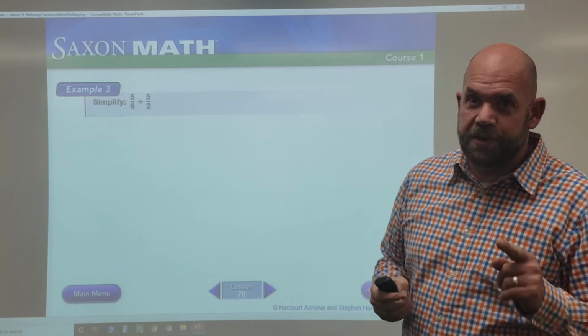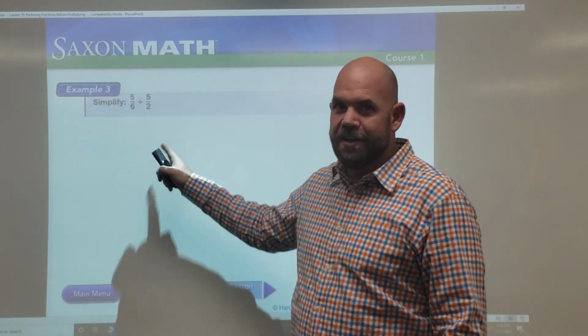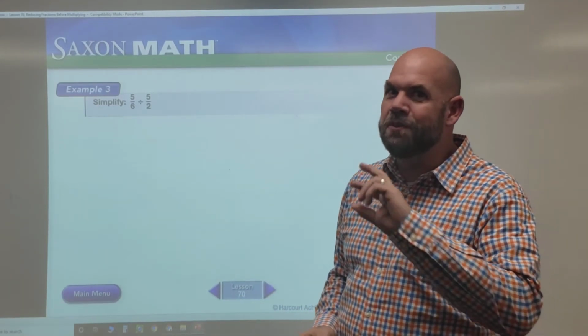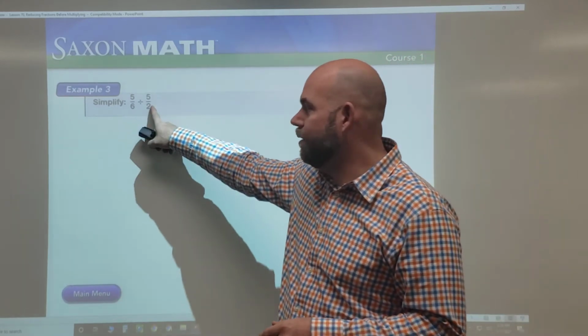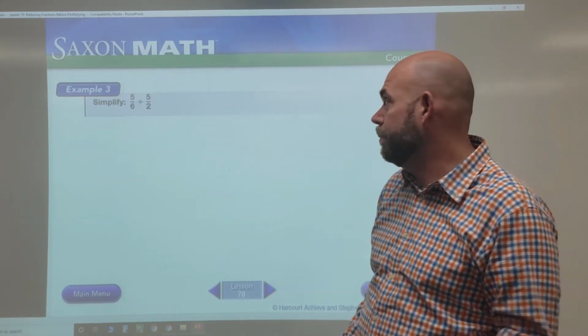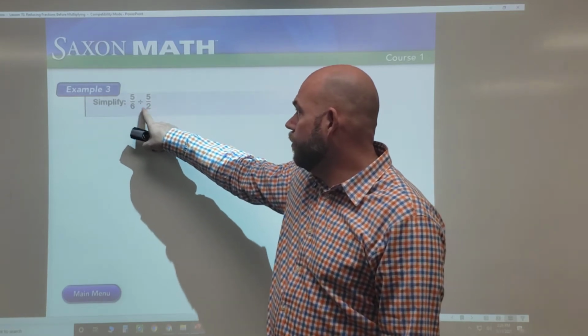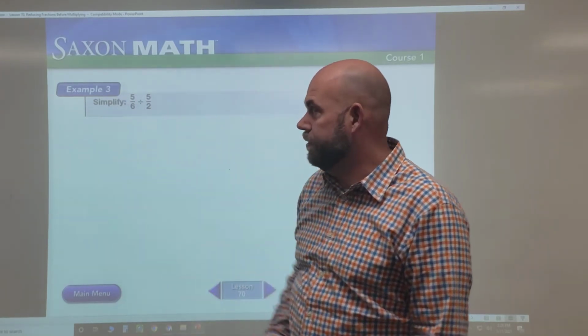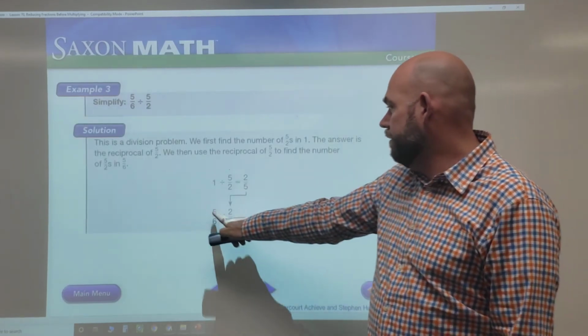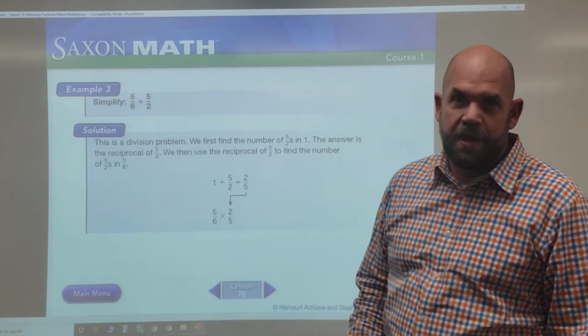Oh, now this one's a little trickier. Remember, when we divide by a fraction, remember what we do to that? We have to flip it. So anytime we divide by a fraction, we're going to multiply by the reciprocal. So instead of dividing by 5/2, we are going to multiply by 2/5. So let's just rewrite that as 5/6 times 2/5. That makes it way easier.